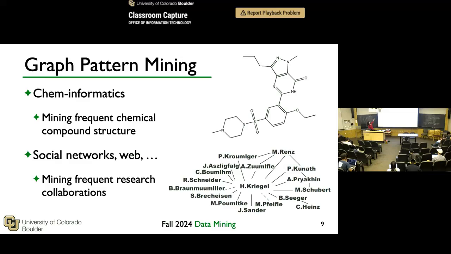In chemical informatics, for example, you mine frequent chemical compound structures. You have the graph structures of different compounds, and you try to find similarities. If a certain structure tends to be frequent and has certain properties, you may want to leverage and reason about that property, and it may help you design, for example, new materials. So that is one example, where you're looking at compound structure.